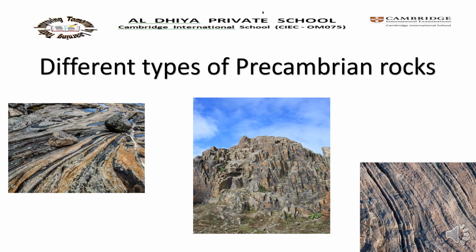Different types of Precambrian rocks. In the middle of the 19th century, Canadian geologist named Sir William Logan discovered some rocks in the Laurentian Mountains of Canada that formed before the Cambrian layer. So these rocks are called Precambrian layer. Children, I will show you one video about the geological time scale.